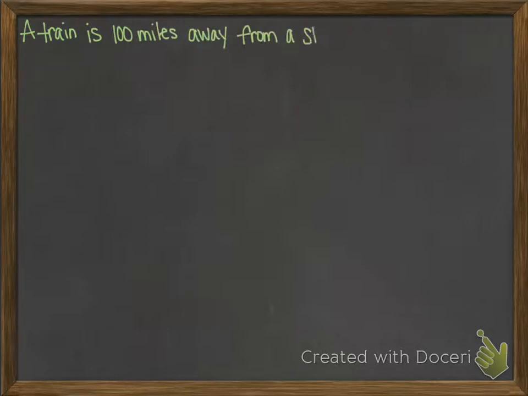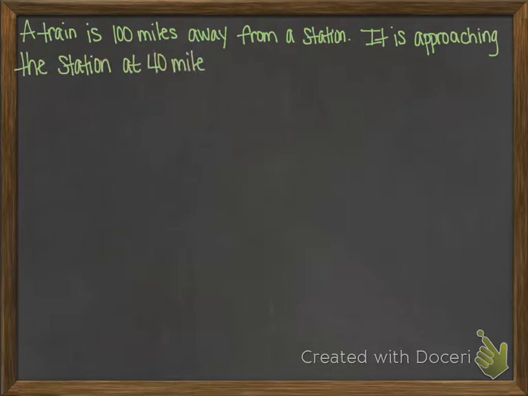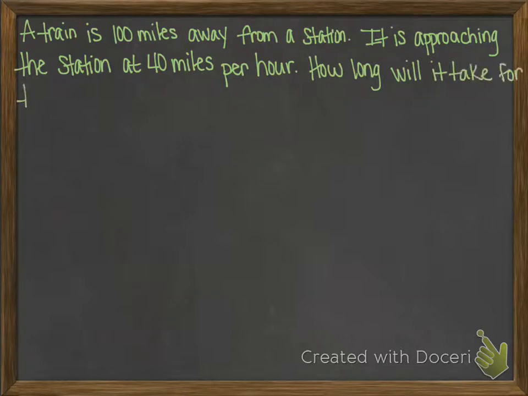Alright, and I have a word problem in here for us. It's nice to work through one of those together instead of always working through those by yourself. So you go ahead and make sure you pause the video so you can get this word problem into your notes. A train is 100 miles away from a station. It is approaching the station at 40 miles per hour. How long will it take for the train to arrive?